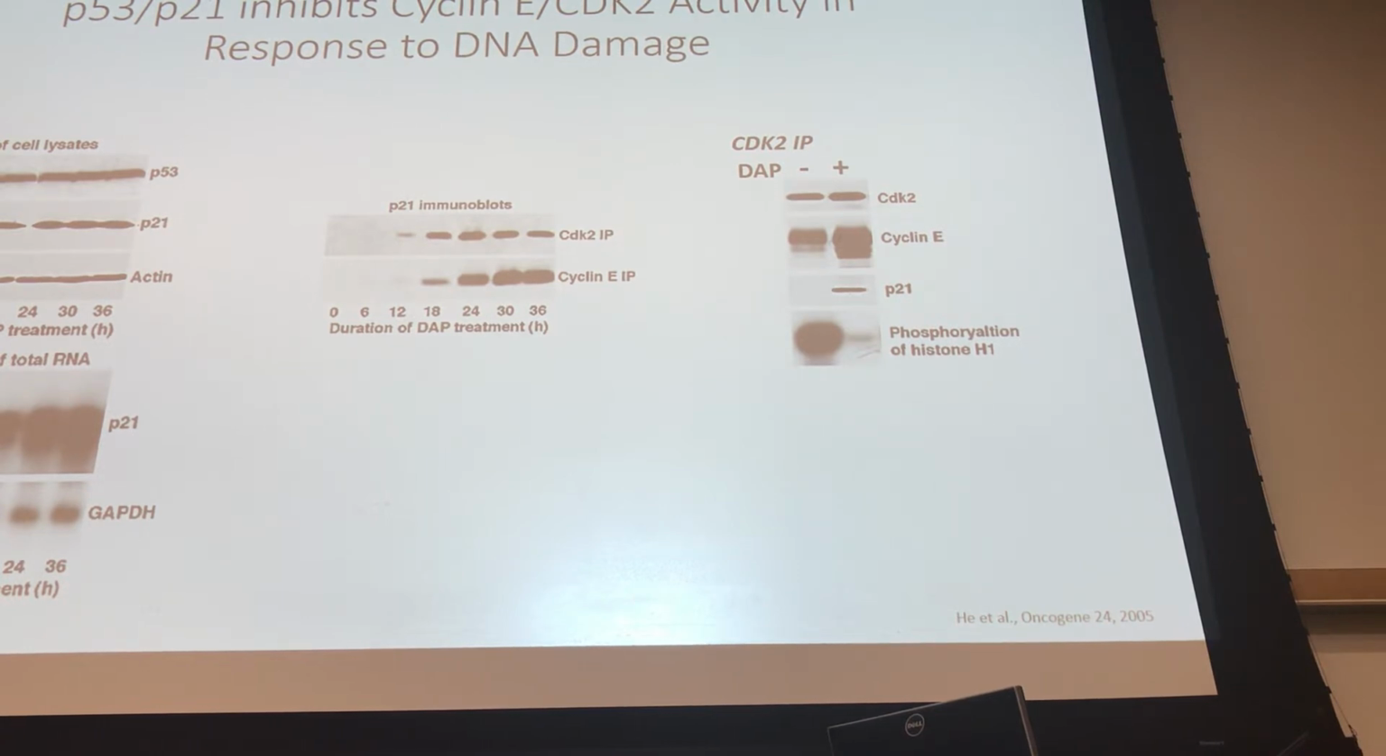Okay? So in the absence of DAP, if there's no DNA damage, cyclin E, CDK2 forms the active complex, and it can phosphorylate whatever substrate it is. In this case, they use histone H1. But if P21 is present in response to DNA damage, now you don't get phosphorylation of that substrate. That's because P21 is blocking the activity of the cyclin E CDK2 complex.